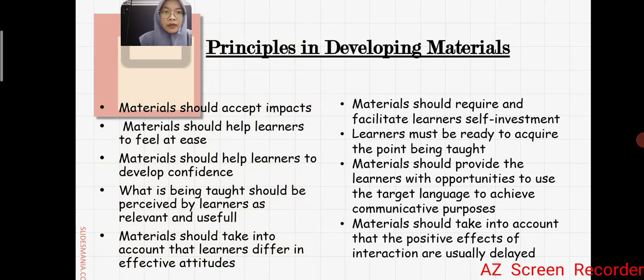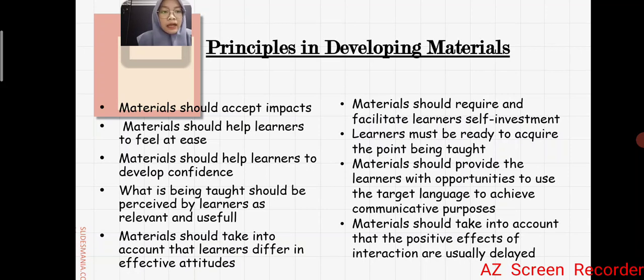Principles in developing materials. Materials should have impact. Materials should help learners to feel at ease. Materials should help learners to develop confidence. What is being taught should be perceived by learners as relevant and useful. Materials should take into account that learners differ in affective attitudes. Materials should require and facilitate learners' self-investment.